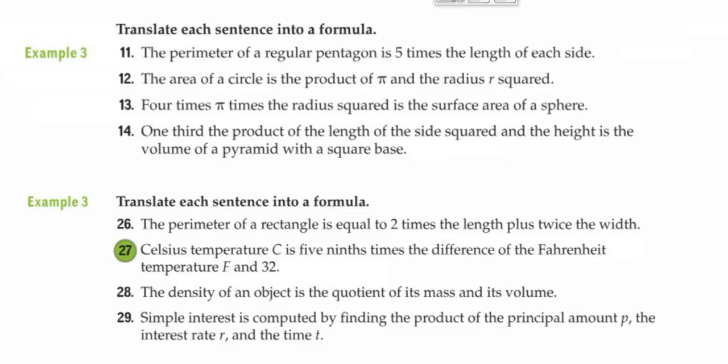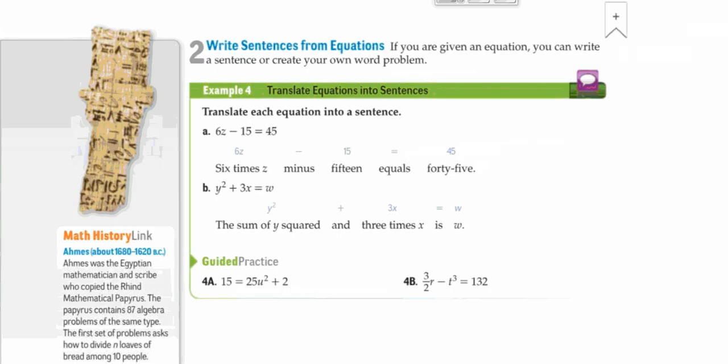Let's take a look. So objective number 2, basically going the other way. They write sentences from equations. So given an equation, write a sentence or create your own word problem. So in example 4, it says, example 4a, 6z minus 15 equals 45. Well, 6z actually means the product of 6 and z, or what you see written here, and I'll underline it, 6 times z. There's your minus sign, there's your equal minus 15, and it equals 45.